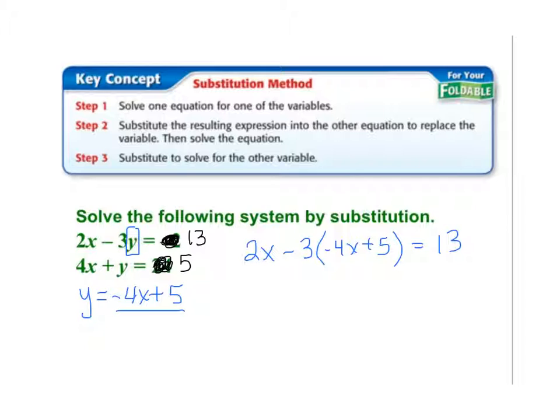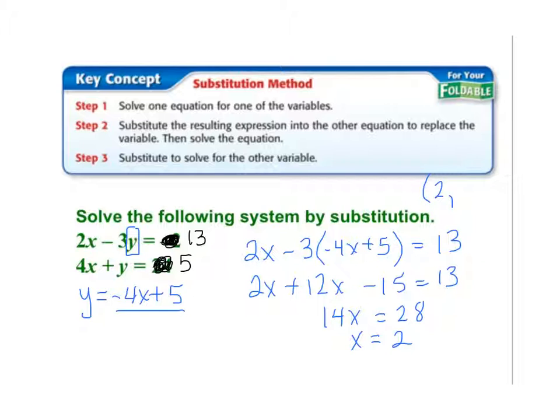Notice I just have one variable, 1x. So 2x plus 12x minus 15 equals 13. And that's 14x equals 28. x is equal to 2. So now that gives me the first coordinate of the intersection point.